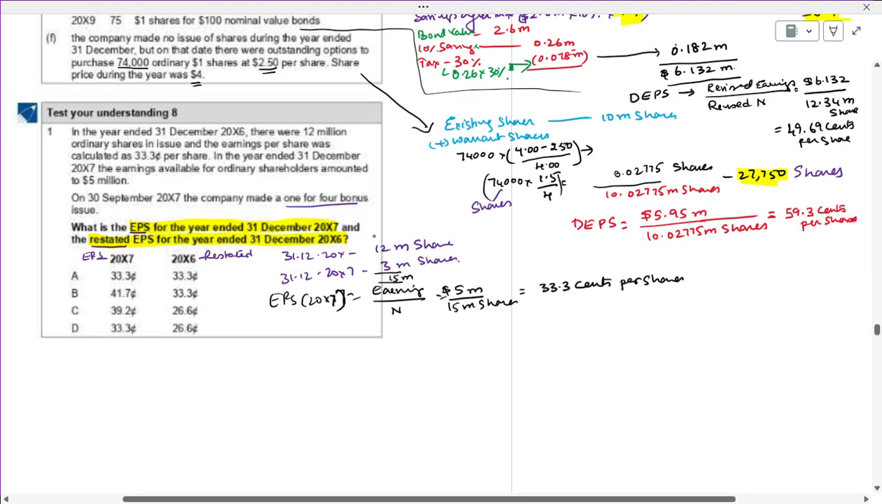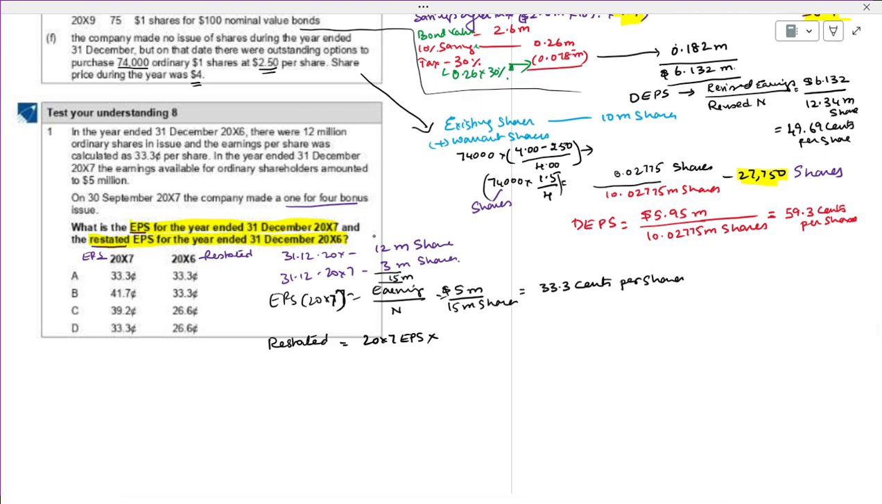Now, when we say restated, you have to go back. We take the 2007 EPS which I have calculated. We have to go back to how many shares there were at that time. We have only 5 shares divided by, now how many shares are there? Pre-existing divided by post-existing. In 2006 we don't have the bonus issue.